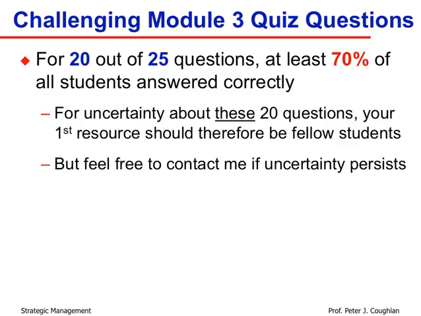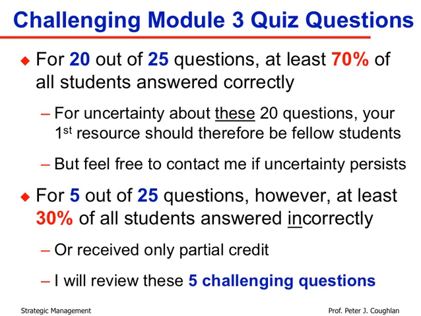and that's been my cutoff. So for those 20 questions, if there's uncertainty, your first resource should be your fellow students. Because if you answered it incorrectly or got partial credit, since 70% of all students answered correctly, the person who sits to your left and the person who sits to your right probably got it correct, and so you should be able to ask them and get some feedback. But if that is insufficient, please feel free to contact me if that uncertainty persists.